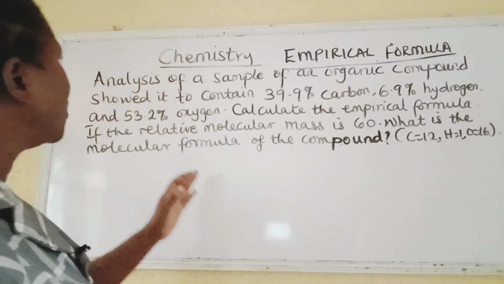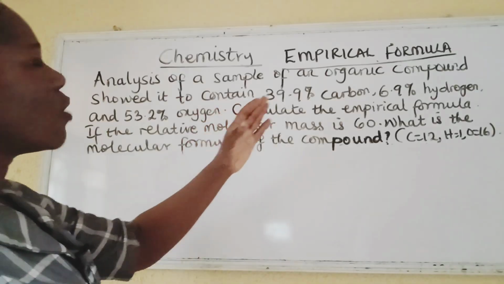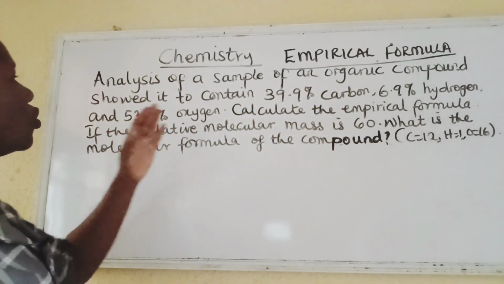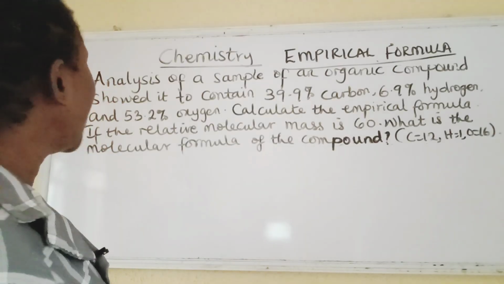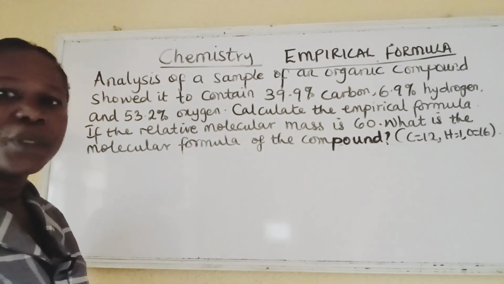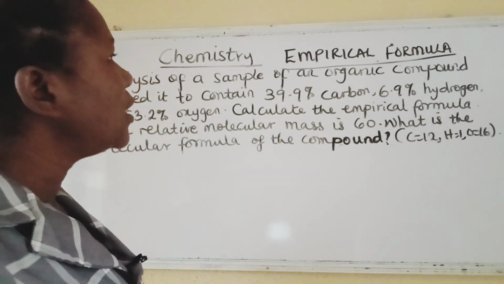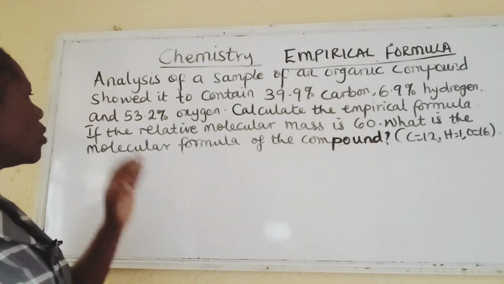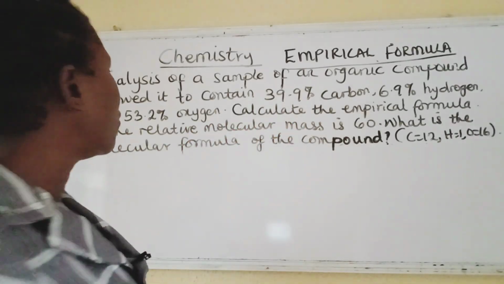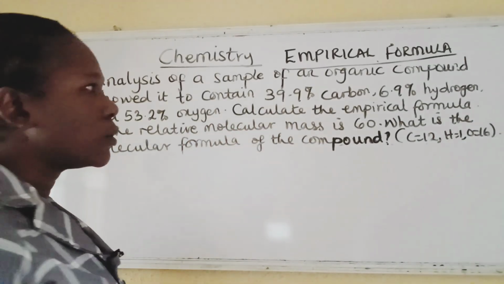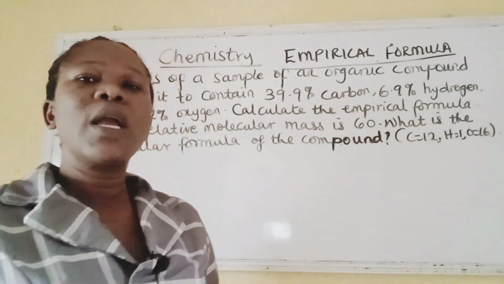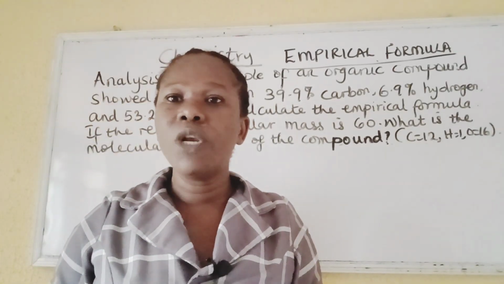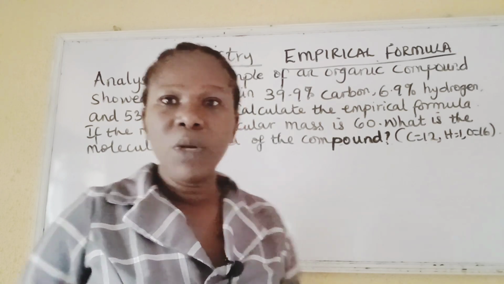Now let's consider this question. Analysis of a sample of an organic compound showed it to contain 39.9% carbon, 6.9% hydrogen, and 53.2% oxygen. Calculate the empirical formulae. Now, if the relative molecular mass is 60, what is the molecular formulae of the compound? From the empirical formulae that we are going to work out now, we can also deduce the molecular formulae. So let's start.